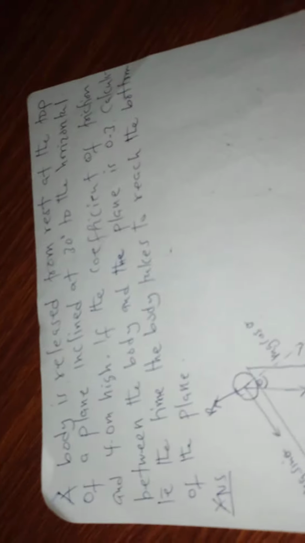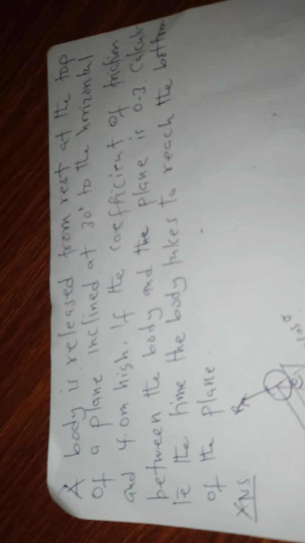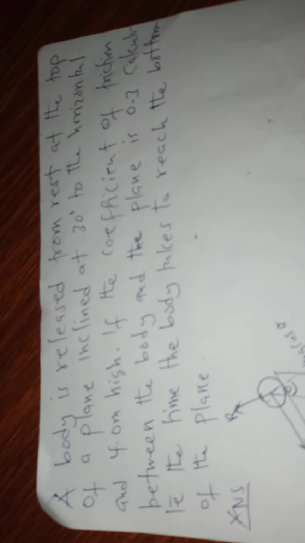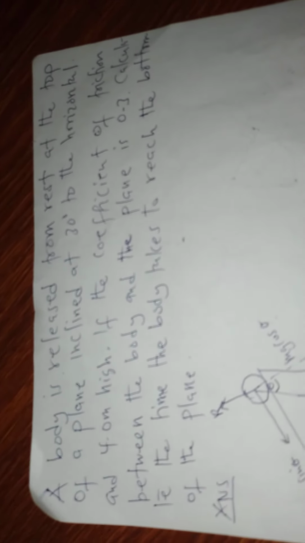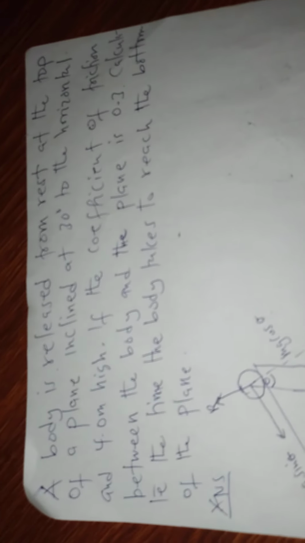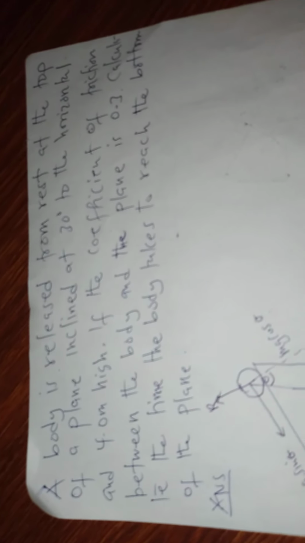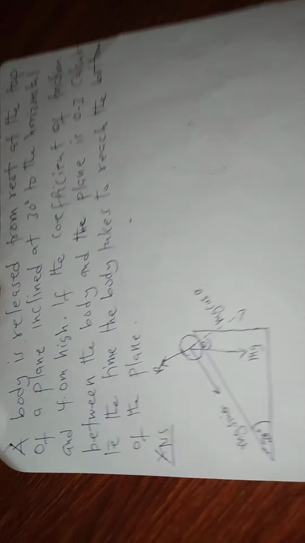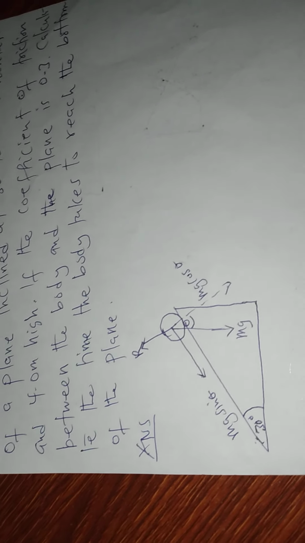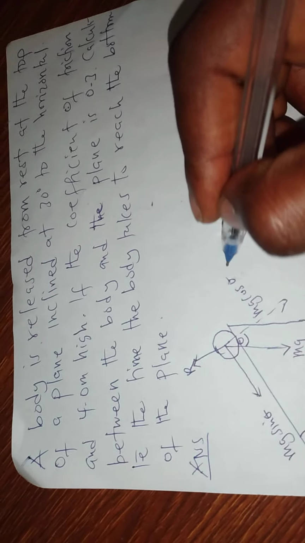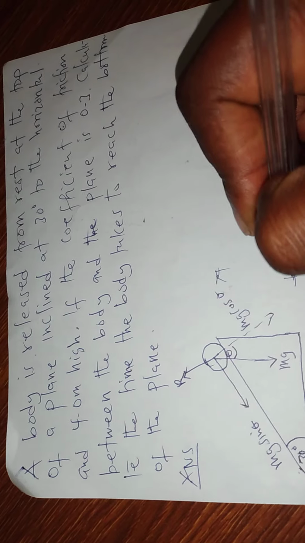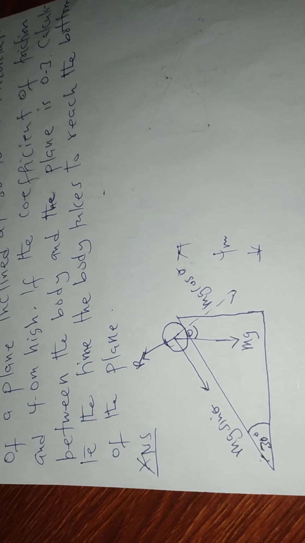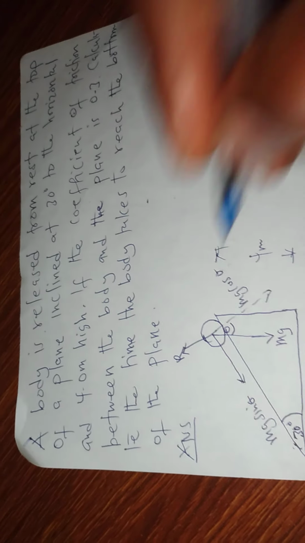Okay, with our second question, we have a body released from rest at the top of a plane inclined at 30 degrees to the horizontal and 4.0 meters high. If the coefficient of friction between the body and the plane is 0.3, calculate the time the body takes to reach the bottom of the plane. First, our diagram. And we are saying that the plane is 4 meters high. So from here to here, we have 4 meters. Good. Now, what I would like us to do is to write all the equations that are possible here.